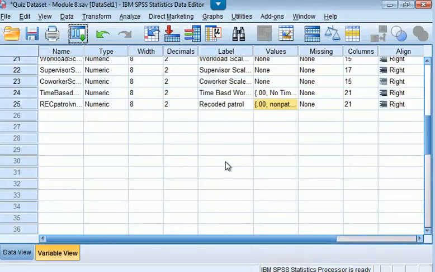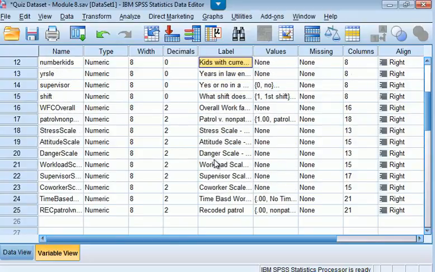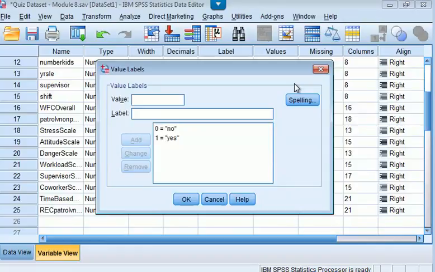Question 7 asks if you would ever have to dummy code the variable supervisor. So if you come to supervisor, click on the values, you see that it's already coded 1, yes, supervisor, 0, no, not a supervisor. That does not have to be dummy coded because it is already coded as 1 and 0.